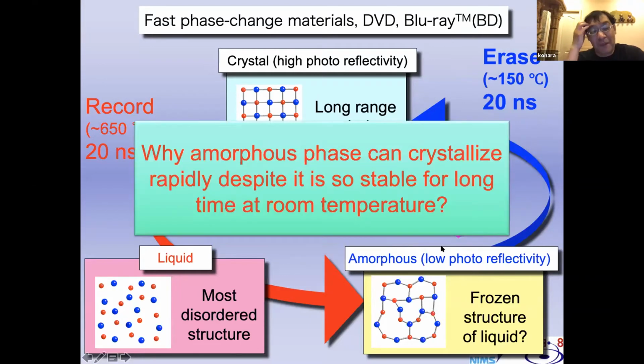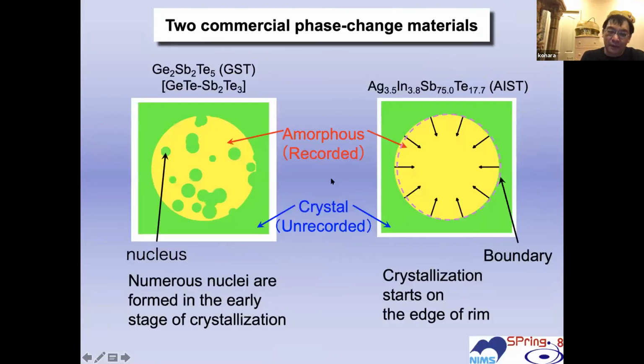And with Panasonic people, as Bob introduced, we have been working with Yamada-san and Matsunaga-san of Panasonic. So a very simple question: why can the amorphous phase crystallize rapidly despite being so stable for a long time at room temperature? This is a little bit of a paradox. And to answer this question, we started collaboration.